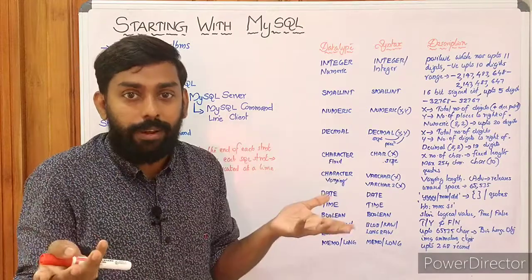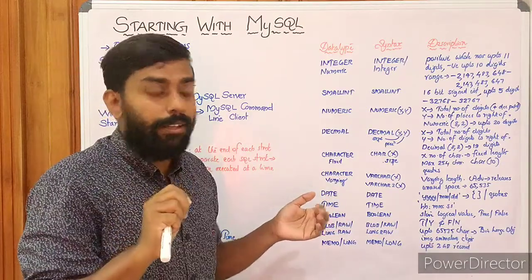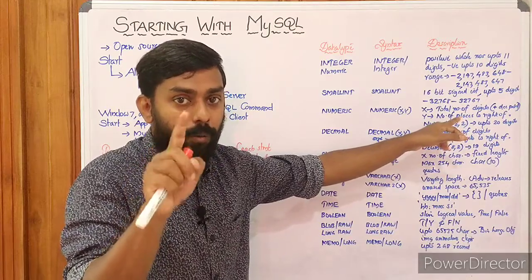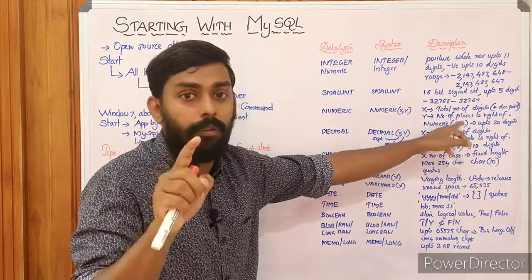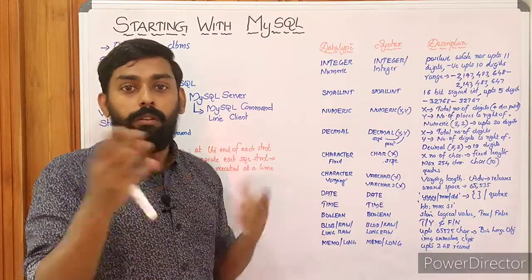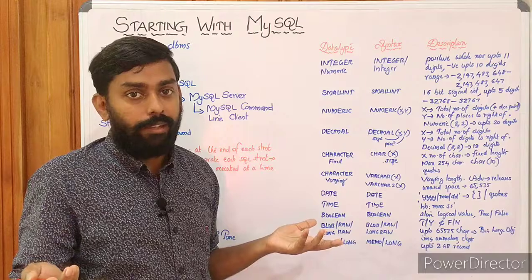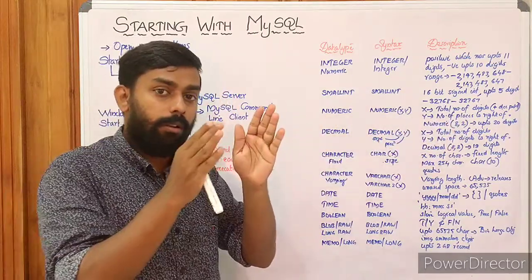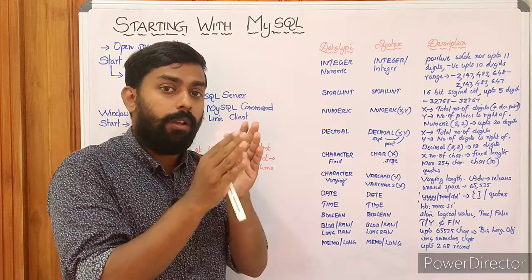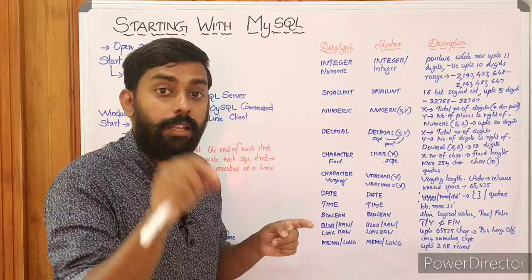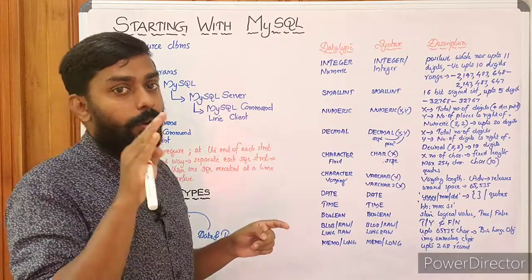So 5 plus 2 is 7 and we have one more byte. That place will be taken for what? The decimal point. So 7 plus 1, total 8. So here in numeric 8 comma 2, 5 places are stored before the decimal point, 2 after the decimal point, and 1 for the decimal point.